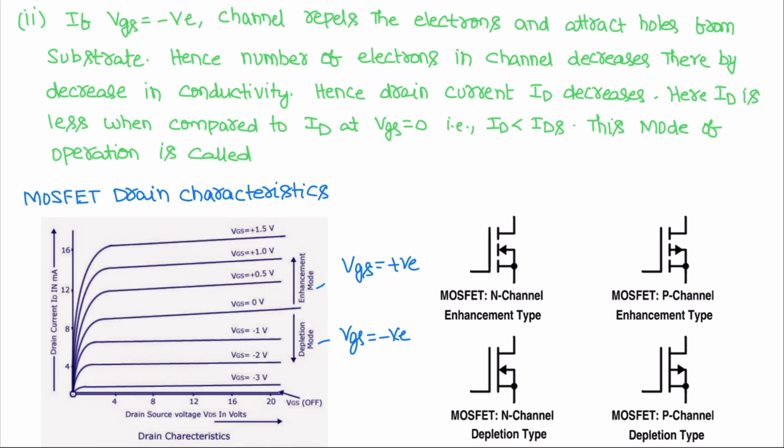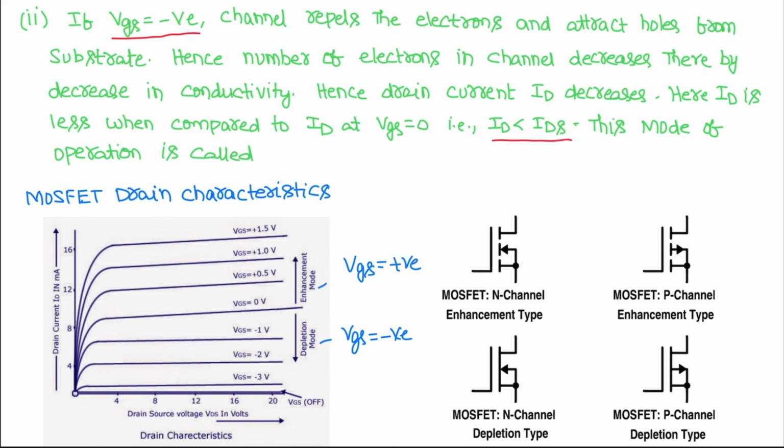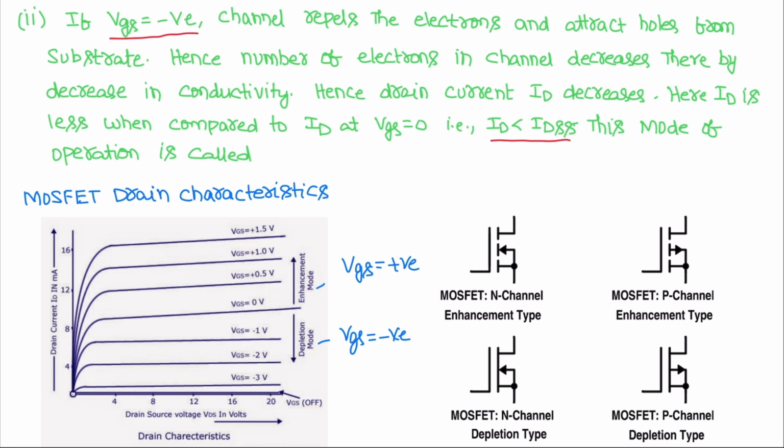If VGS is negative, the channel repels the electrons and attracts holes from the substrate. Hence, the number of electrons in the channel decreases, thereby decreasing the conductivity. The drain current ID decreases. Here, the drain current ID is less than ID at VGS equal to 0, that is, ID less than IDSS. This mode of operation is called depletion mode. This is the mechanism happening in depletion mode.